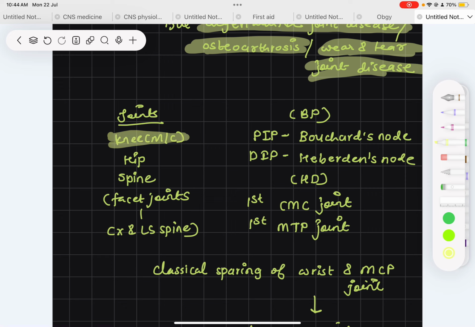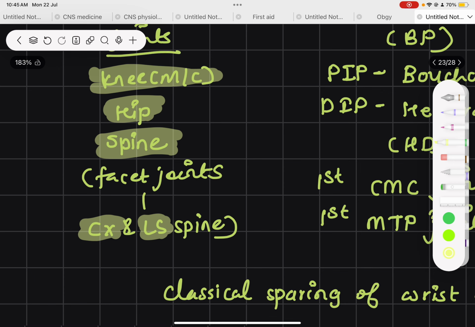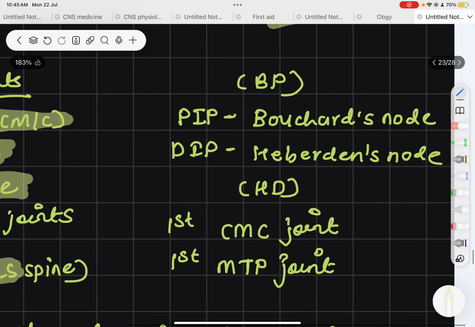First is the knee. We know that the knee is the most common joint involved in osteoarthritis, which happens during old age. Mainly the weight bearing joints, which are commonly used more, are going to be affected the most. So knee, then hip, then spine. In the spine, mainly the cervical and lumbosacral spine is affected more, and the joint affected is the facet joint.